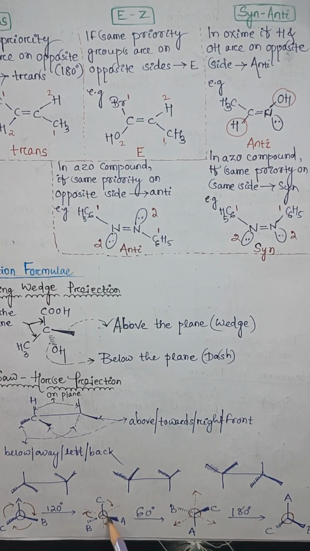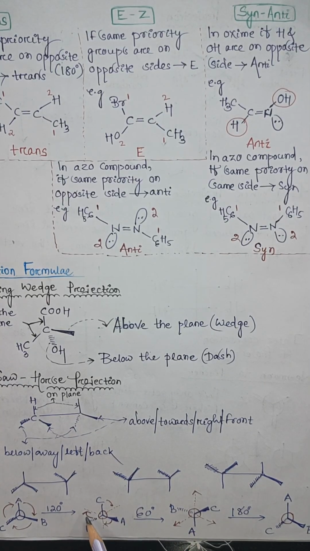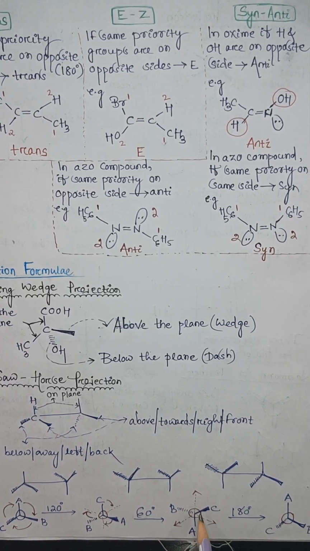Since it is a total of 180 degree, that means half will be 60 degree. So if we rotate 60 degree, C will come to this position, A will come to this position, B will go to this position. This is what we obtained.